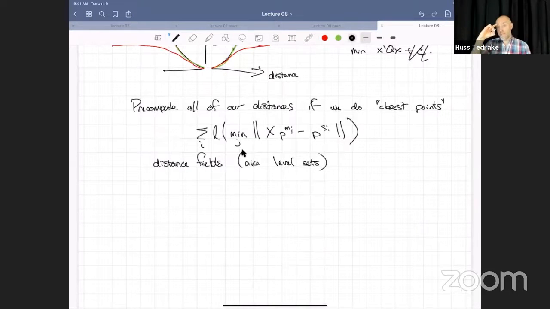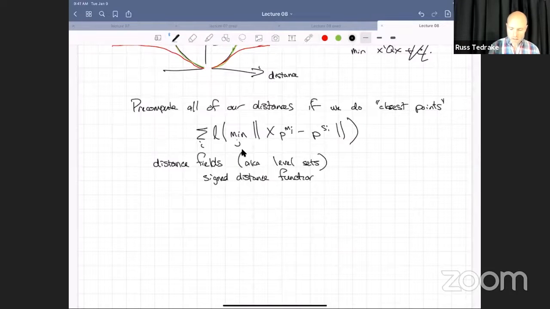The one that's maybe more popular these days is the signed distance function, which is almost the same, but the distance is considered negative if you're inside the object and positive when you're outside the object. Signed distance function. SDF, not the format, but another SDF.